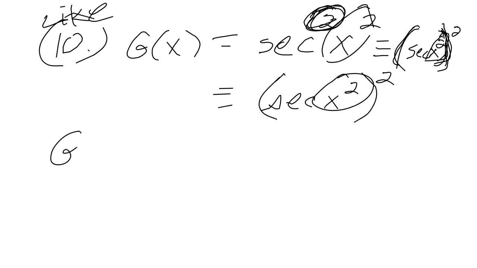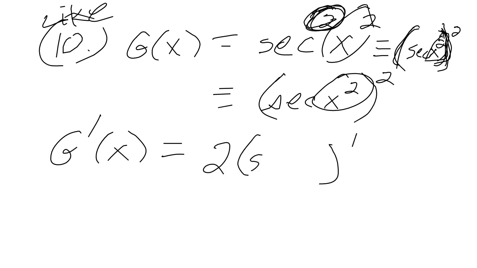So if I want g prime at x, I'm going to act like it's okay. So it's something to the second power. So use the power rule, right? So it's 2 times that thing to the first power. So secant of x squared, the quantity to the first power, times the derivative of what's inside, right? So I got to take it times the derivative of secant x squared. Well, the derivative of secant is what?